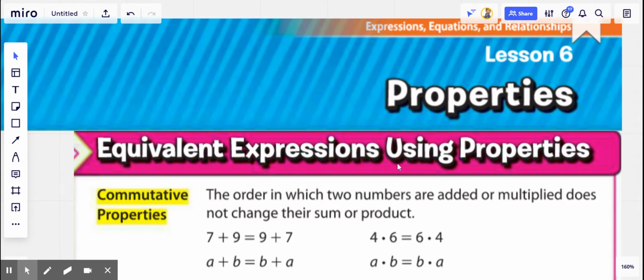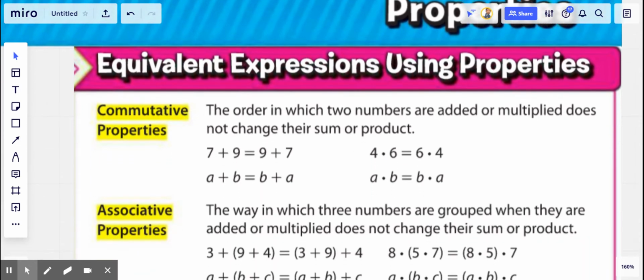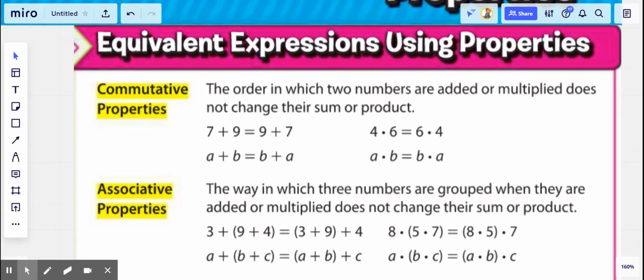Same with multiplication. 4 times 6 is equivalent to 6 times 4. And same thing with the letters. Whatever A times B is going to equal B times A. Okay, we've worked with the commutative property before, so this is not new. Just a refresher. Our next property is associative, okay?